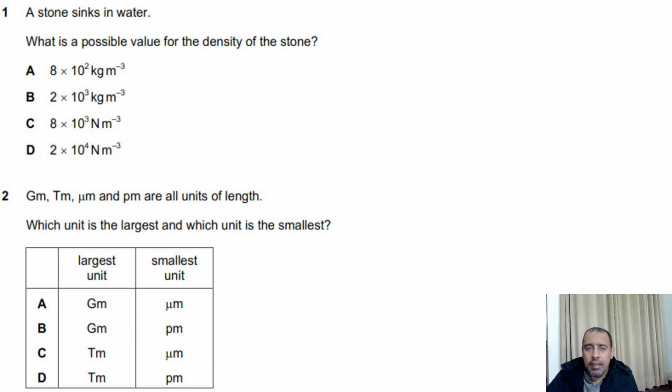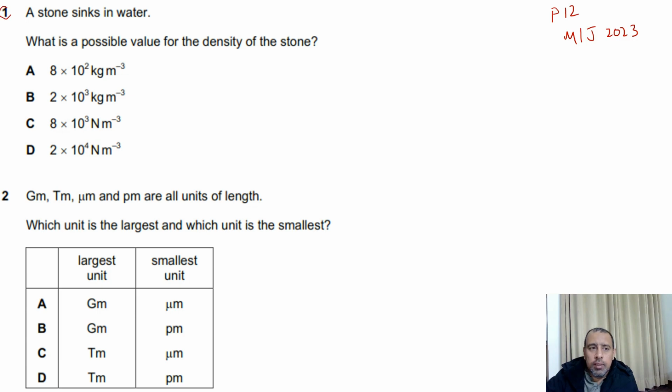I am Sir Saeed Akhtar, and today we are going to solve a paper from 2023. This is paper 1 2 from May June 23. Without wasting time, I'm just going to solve these questions straight away.